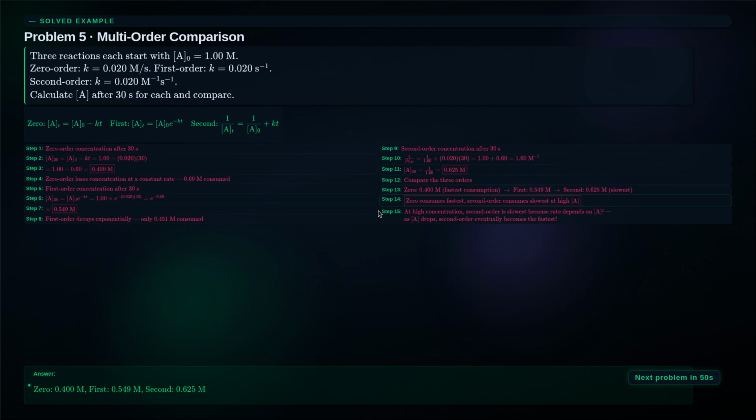For second order, 1 over [A] at 30 seconds equals 1 plus 0.020 times 30, which equals 1.60. So [A] at 30 seconds equals 1 over 1.60, giving 0.625 molar. Comparing the three, zero order consumed the most at 0.6 molar, first order consumed intermediate at 0.451 molar, and second order consumed the least at 0.375 molar. At high concentrations, second order is slowest because the rate depends on concentration squared. But as concentration drops, second order eventually becomes the fastest.